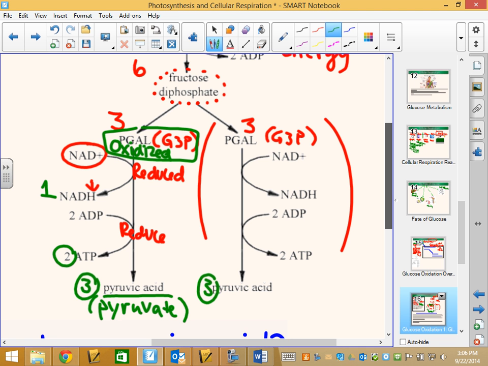Does anyone have any questions they'd like to ask about the steps that are happening in glycolysis? So again, you probably want to just write a note to yourself. Same thing happens twice. That way you don't need to write it down twice.